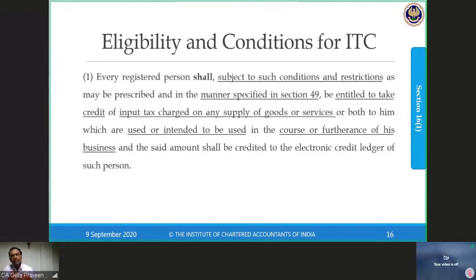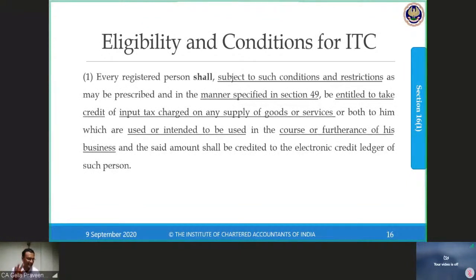I have underlined this term, used or intended to be used. Now, what is used? What is intended to be used? Used, it's a verb. It is a completed event. Intended to be used is an event which is likely to take place in future. So, if there is a supply of goods or services, I have received that, and I have used or am yet to use it in the course or furtherance of business. This term business, as I said, is one definition which is very, very important for me.